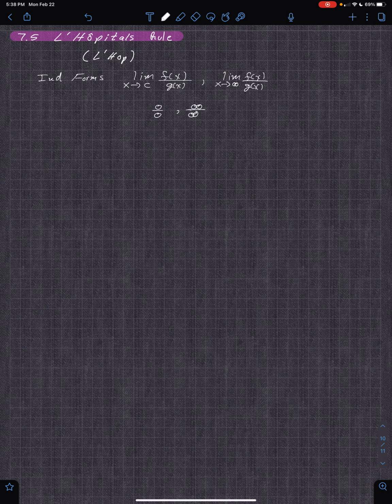So we have this cool theorem. I'm going to state the theorem, and then we will eventually prove it. It'll take a little bit, but it's a very powerful theorem to use. They call it a rule, so it's L'Hopital's rule. So L'Hopital's rule says this.